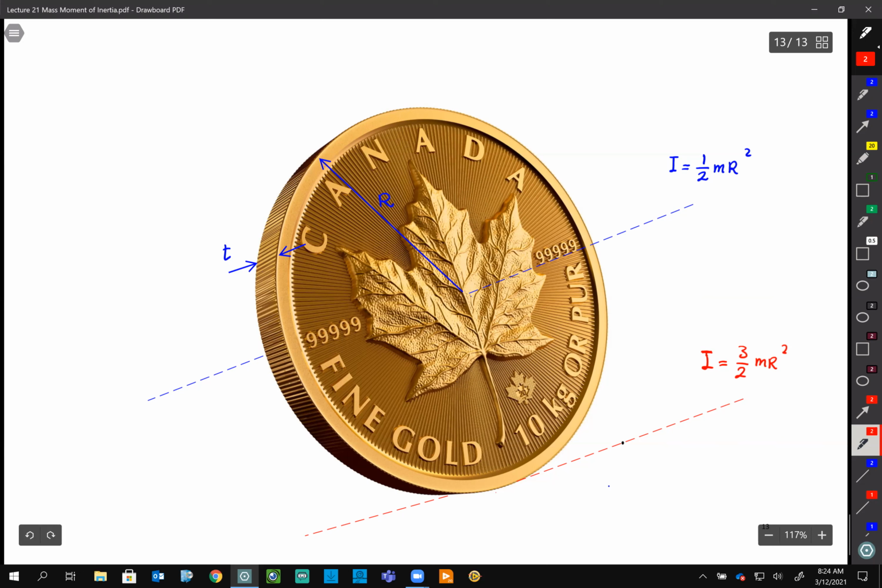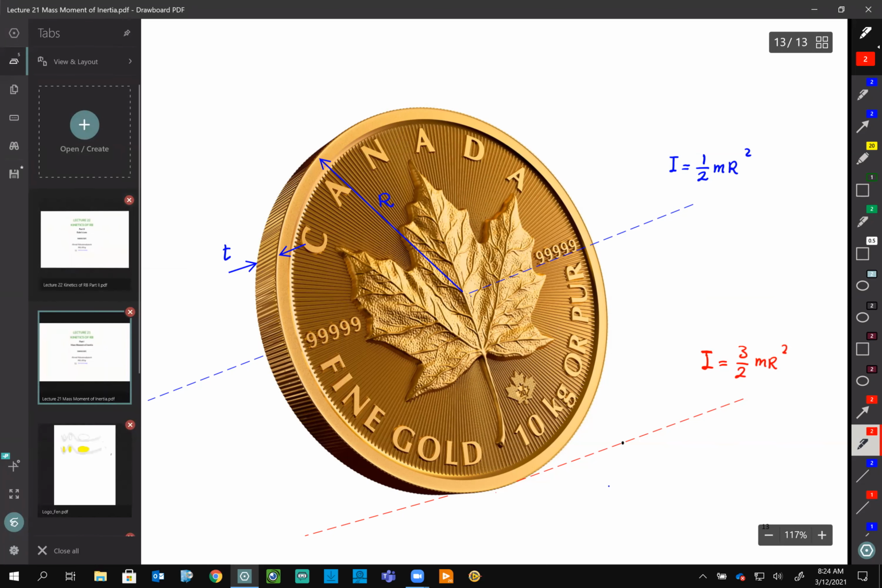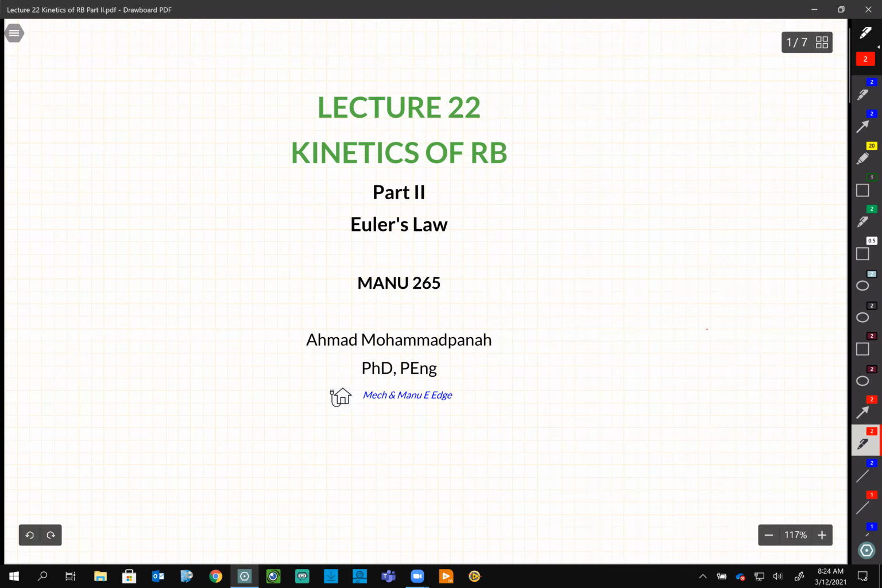So this is all about mass moment of inertia. And I hope you understand this topic well, because this is the base for the rest of the calculations in this chapter. Moving to lecture 2, or part 2 of this lecture.